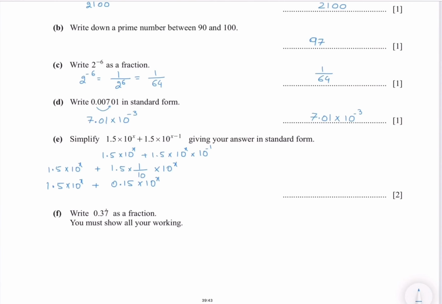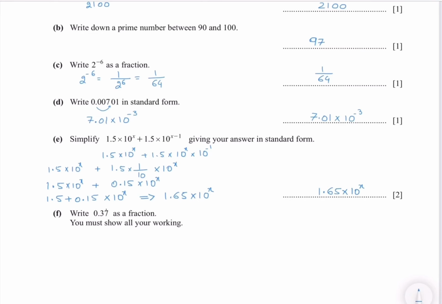So we have 10 power x on both sides. So we just have to add 1.5 with 0.15 and take 10 power x as a common. So your values would be 1.65 into 10 power x, which is already in standard form. So this would be your answer.